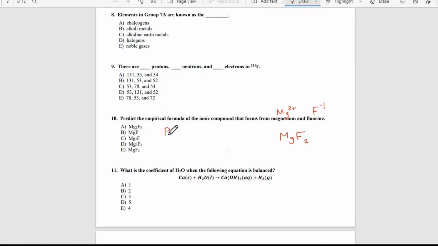Let's say you had something like this. You had lead, and it had a 4 plus charge, right? And then you had oxygen with a 2 minus charge. If you crisscrossed them, you might be like, oh, well, it's Pb2O4. But the problem with that is that 2 and 4 are both divisible by what? 2. The actual formula here to make it a lowest whole number ratio is PbO2. Does that make sense? So MgF2 is the correct answer, or E.